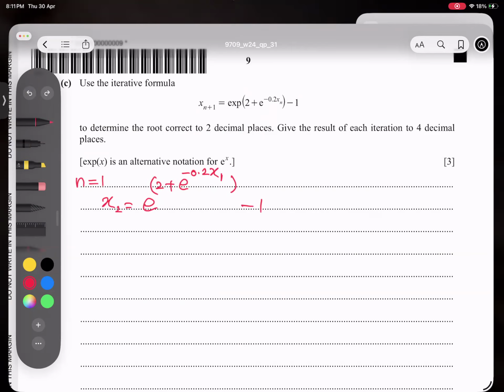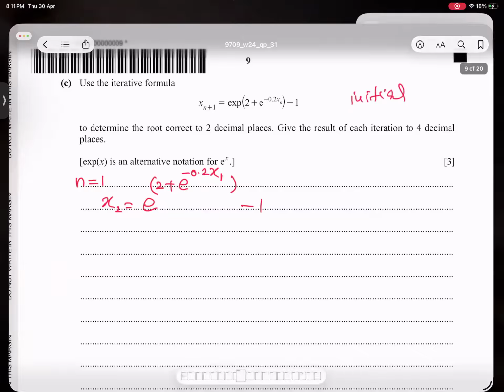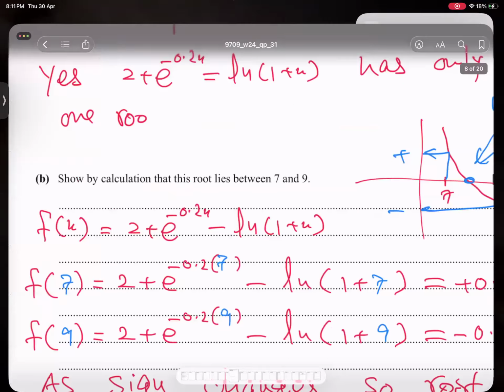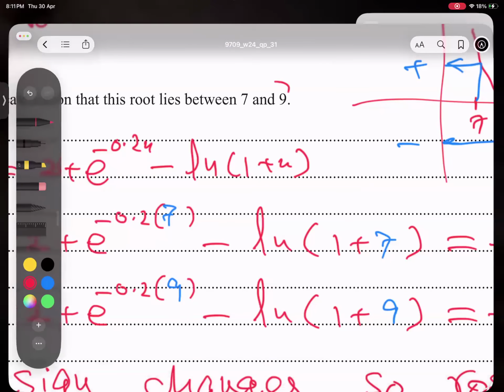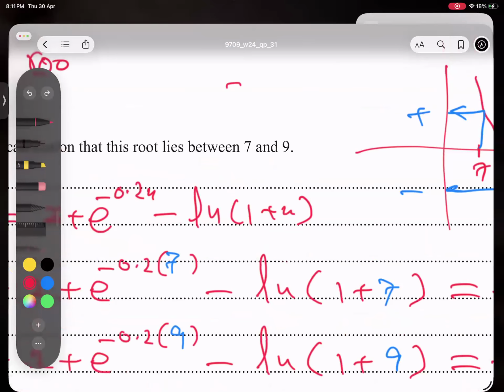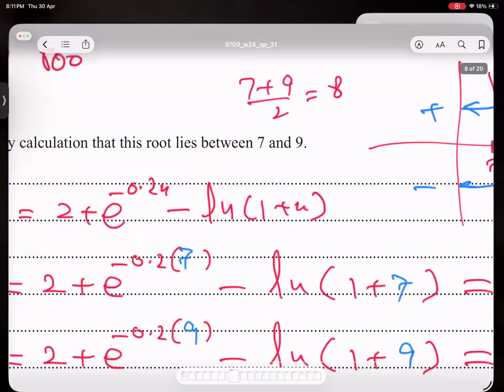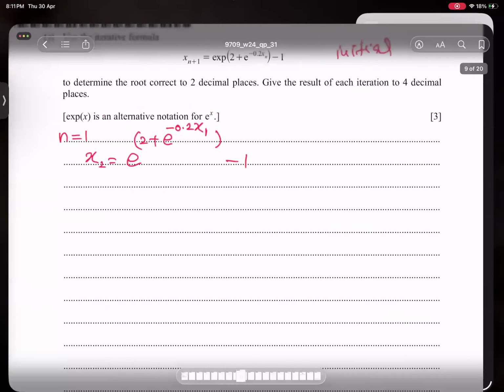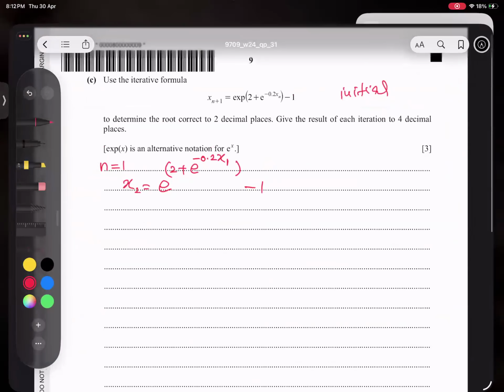So students, first of all, the problem is: do we have an initial value given or not? Sometimes the initial value is given and sometimes not. If not given, go back and find the average of these numbers. So 7 plus 9 divided by 2 gives 8. So the initial value I'm getting is 8. So I'm writing x1 is 7 plus 9 divided by 2, I got an 8.